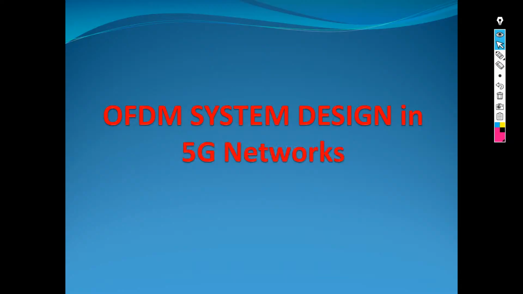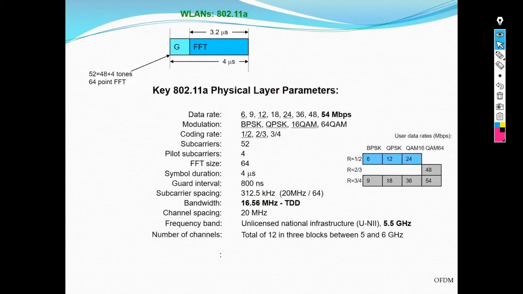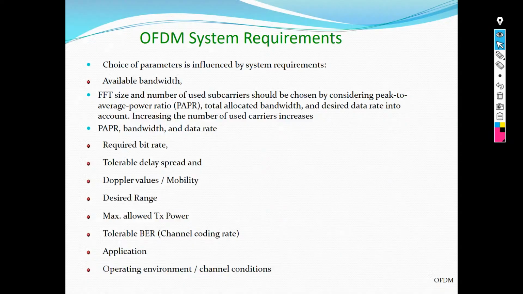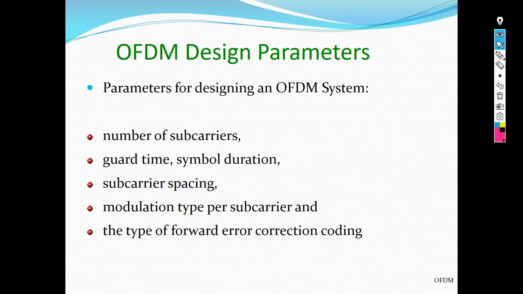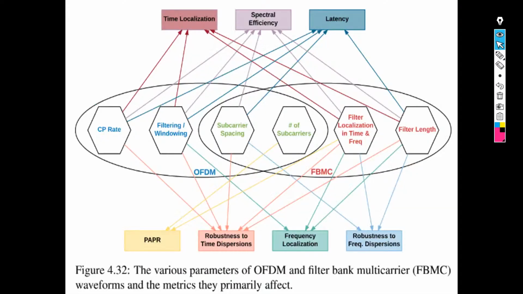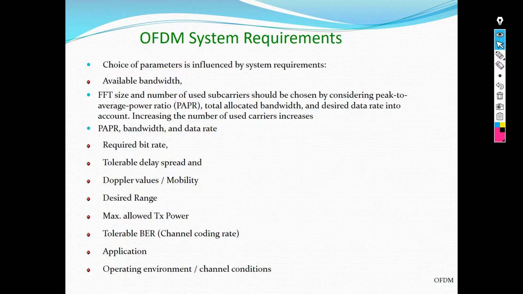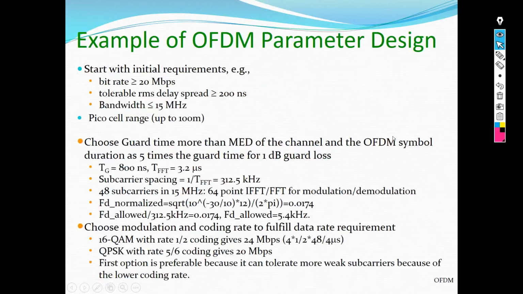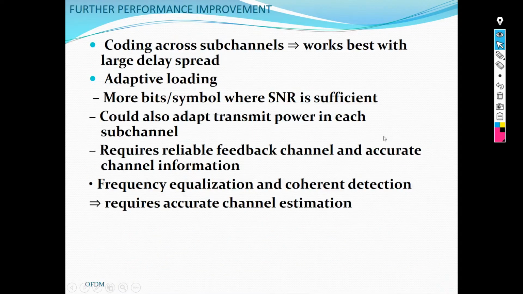In the previous lecture we discussed mainly OFDM design, the parameters that we need to take care of while designing the OFDM system: the key design parameters in terms of number of subcarriers, guard time, symbol duration, subcarrier spacing, modulation, and forward error correction. Then the requirements of the system, the requirements of the application and the environment, and then the relationship between these parameters and the key performance metrics for any system, and then the effect of the channel and how to take the channel parameters into consideration as well.